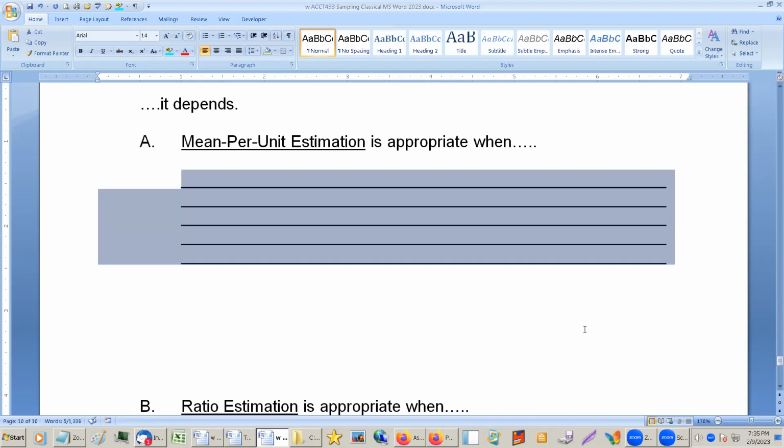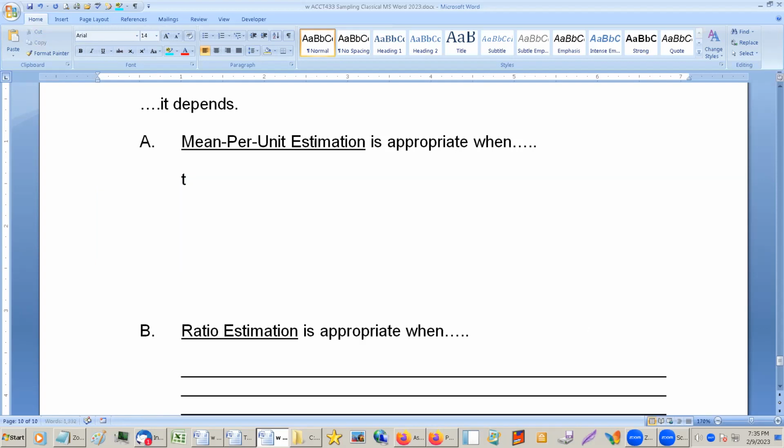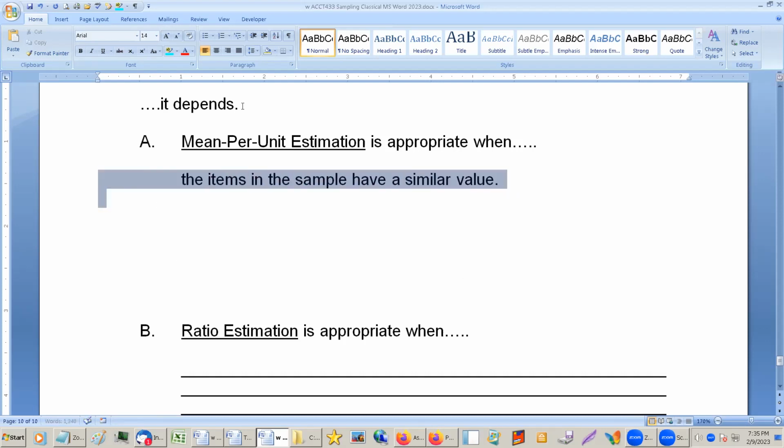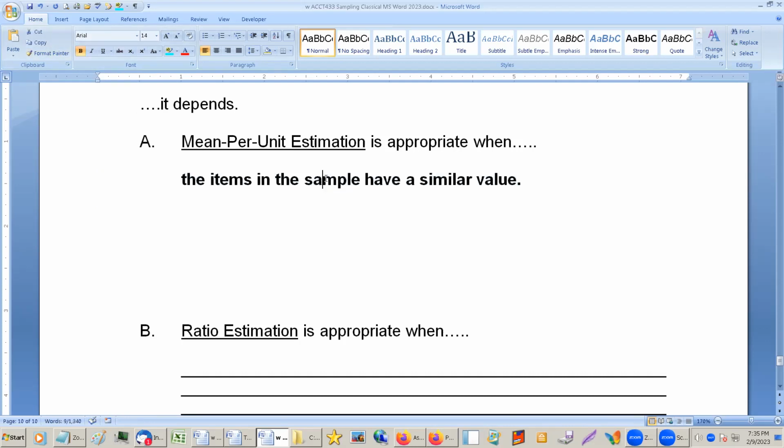Okay, mean per unit. Appropriate when the items in the sample have a similar value. So when all the items are about the same value, mean per unit is a good one. If everything is around $10, $11 or something like that, it's a good one to use.